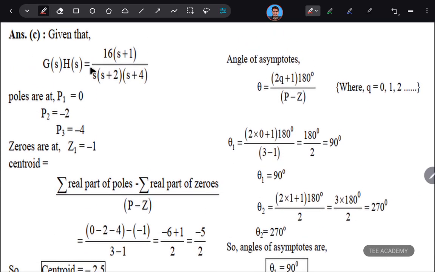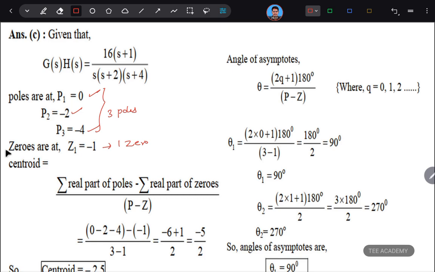Okay. So given that G(s)H(s) is equal to 16(s+1) divided by s(s+2)(s+4). So how many poles are there? s = 0 is one pole, s = -2 is one pole, s = -4 is one pole. So there are 3 poles, and one zero at s = -1. So three poles and one zero. Okay, we know the centroid formula.